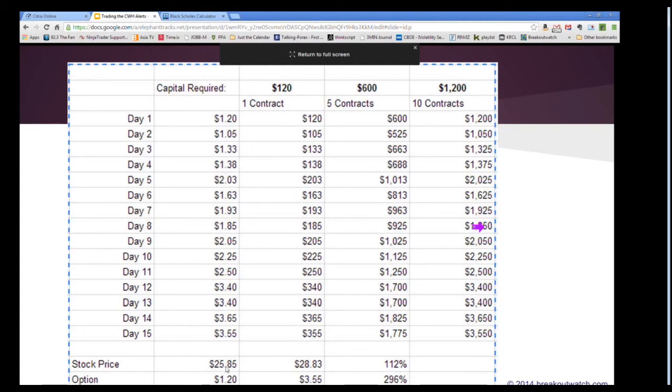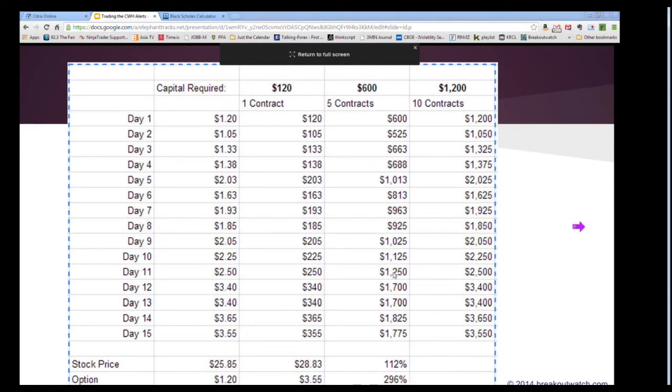And as Mike mentioned, the stock at the breakout was 25.85. The stock on this last day, day 15, I just took one extra day snapshot for you, 28.83. So it went up. That's not right. That's not 112%. I don't know what that is, but the option almost tripled. 360 would have been tripled.